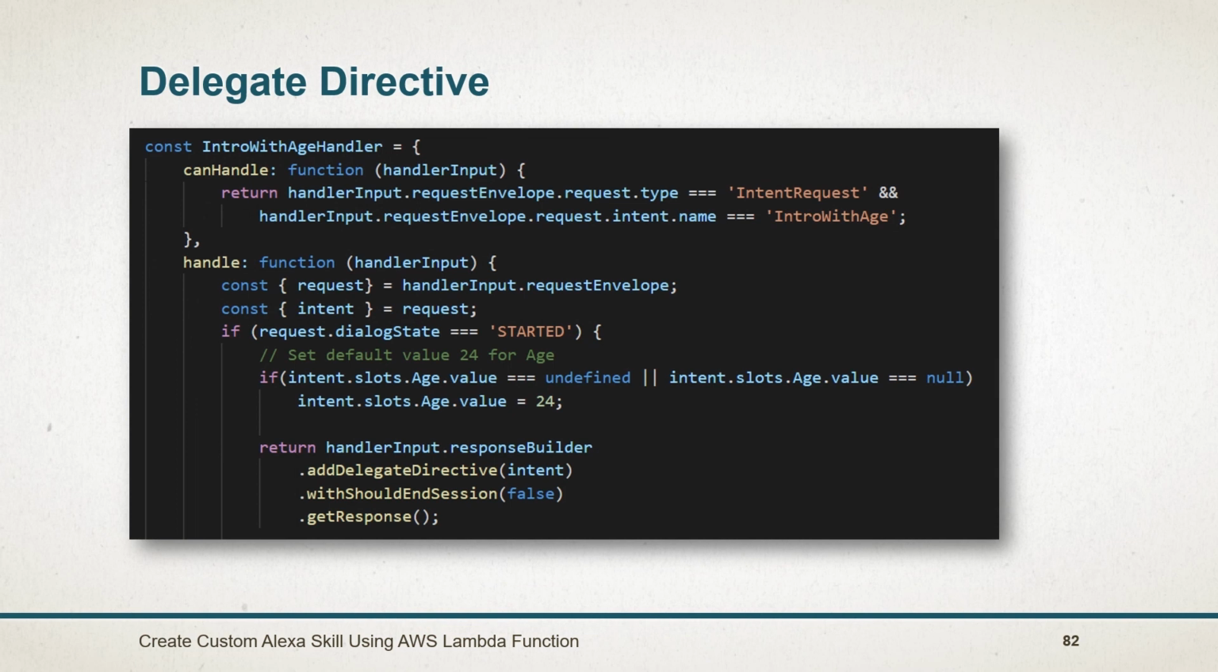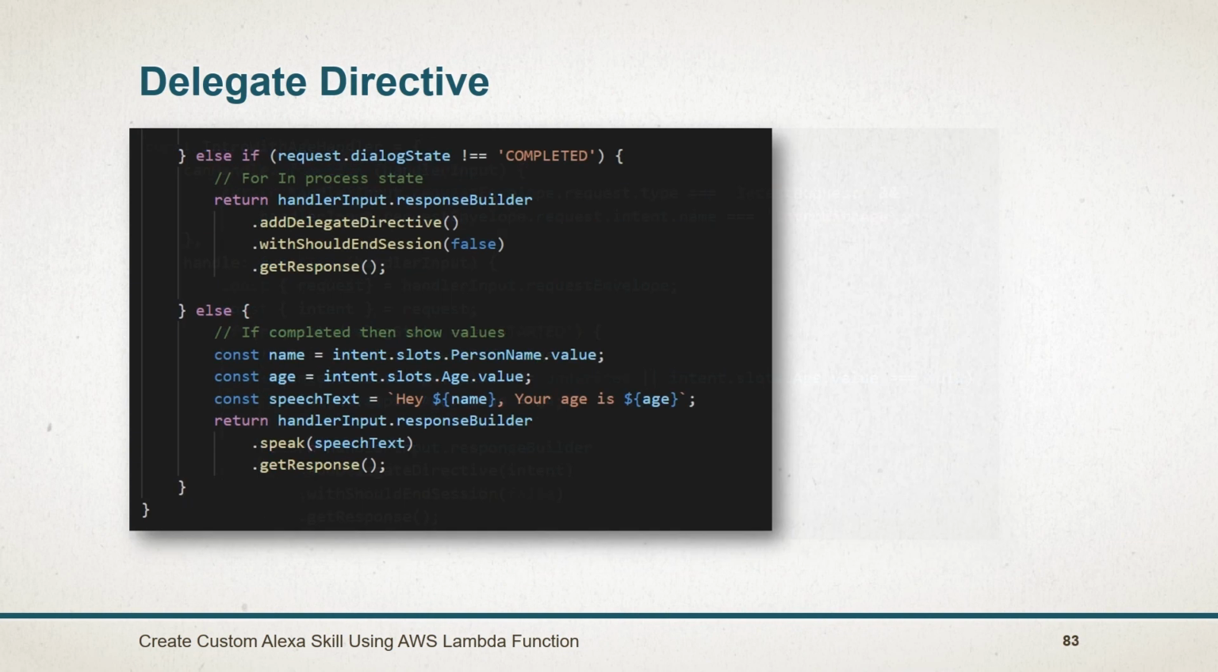When dialog state is started, we have checked whether the value is set or not. If not, then we have provided 24 as a default value. And use add delegate directive method to create delegate directive and pass update intent. When dialog state is in progress, we have written empty directive. And when dialog state is completed, we have just generated simple speech containing both slot values.